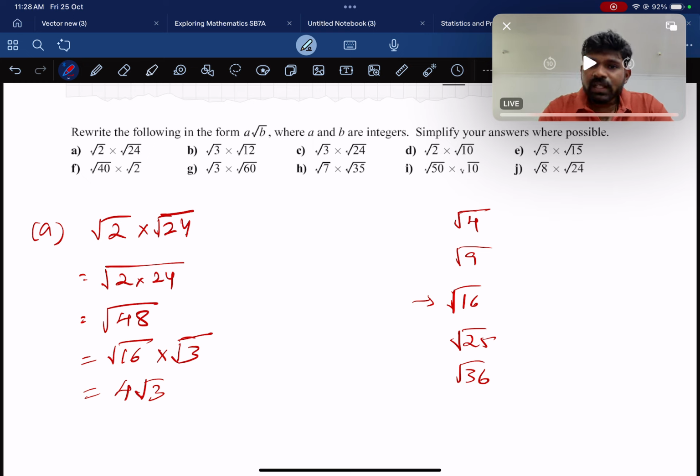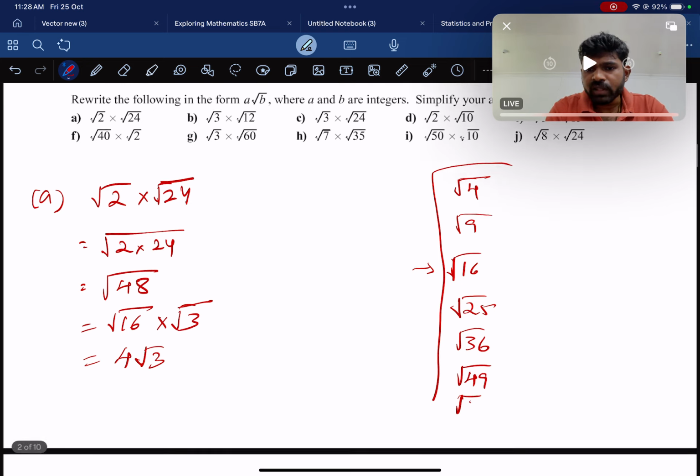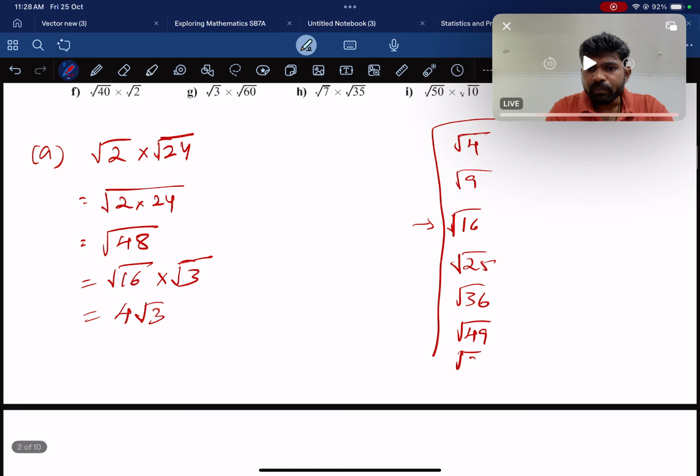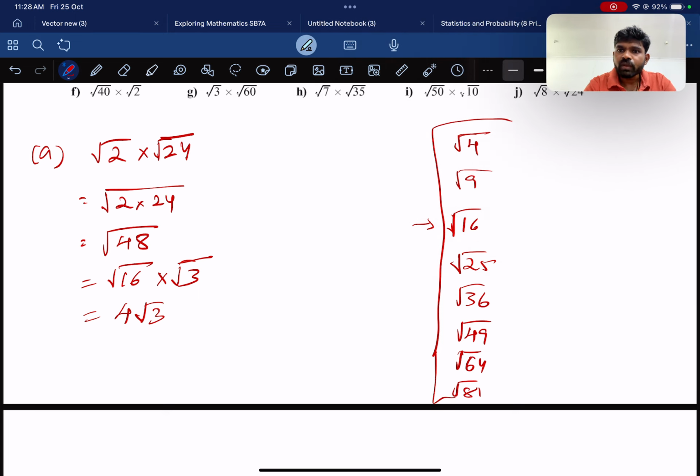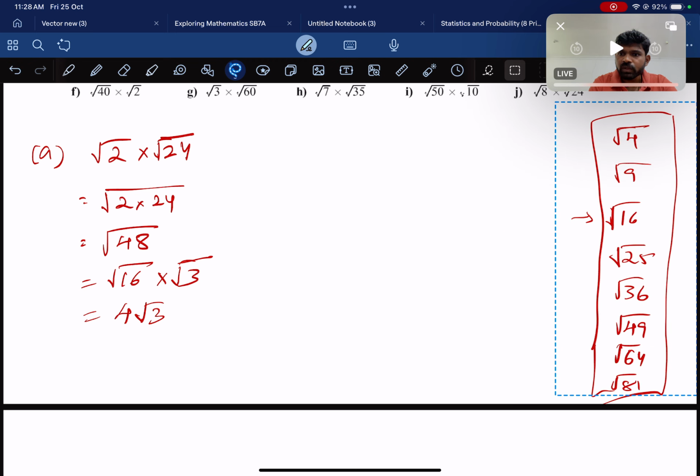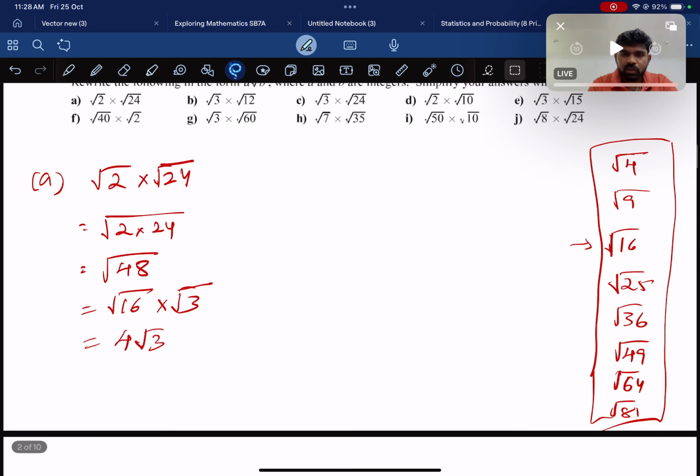You can easily select from these numbers. You have more, like 7 squared is 49, 8 squared is 64, 9 squared is 81. These are the perfect squares. You can select from these and make multiples of these values. Fine. I'll put it a little aside so that it can be useful for you. Fine, let's do some more questions.